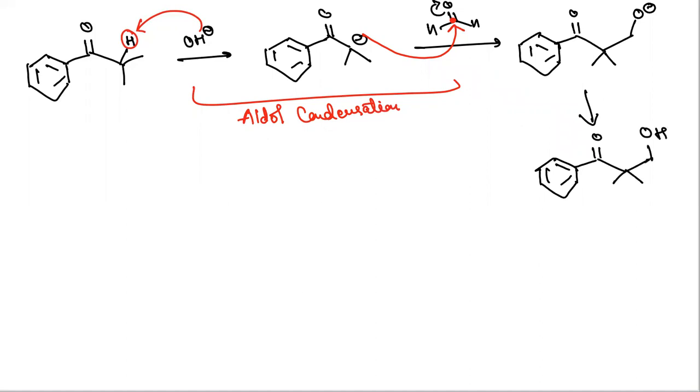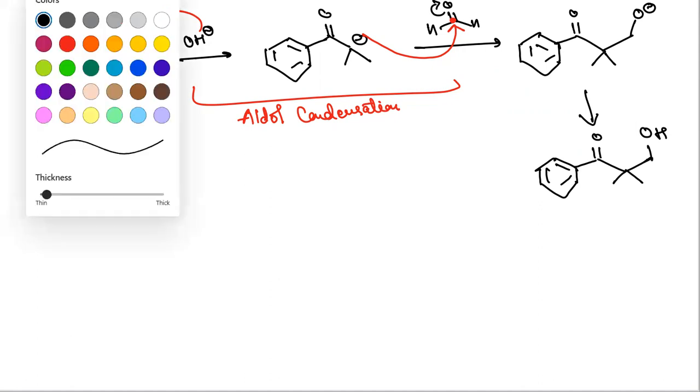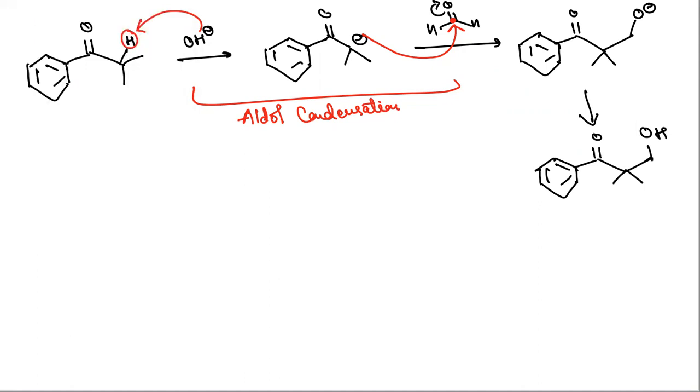Do you know the name of this compound? Because this is an aldol product, this has to be alpha and beta. At the beta position, with respect to the ketone, you would have a hydroxy group. So this is actually a beta hydroxy ketone, and this is nothing but an aldol product. Is this clear?